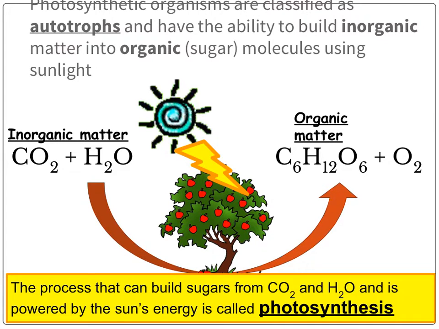The organic molecules that are being referred to here, that the plants and the algae are making, are sugars. The inorganic matter that the plants and algae are taking in to construct these sugars are CO2, carbon dioxide, and H2O, water. And once again, all autotrophs can build inorganic matter into organic matter. But the kind of autotroph that uses energy from sunlight to do this are called photosynthetic autotrophs.